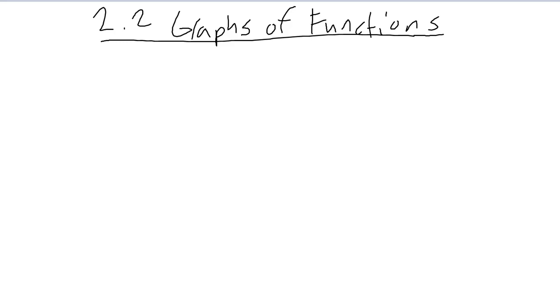Hey everyone, welcome back. Today we're going to be talking about section 2.2 in the book. That's on graphs of functions.